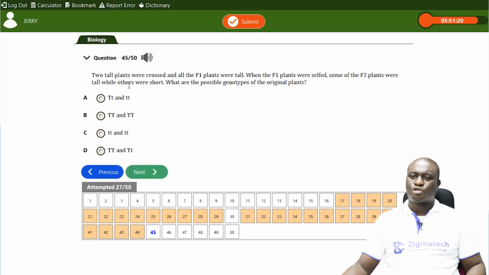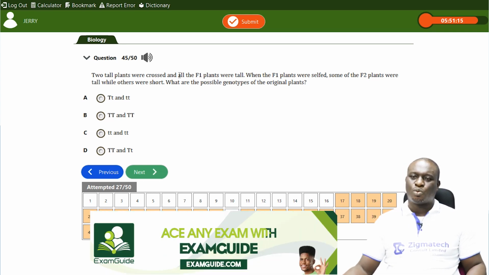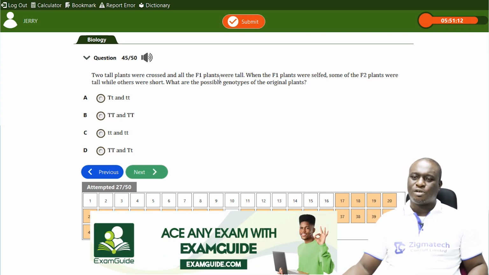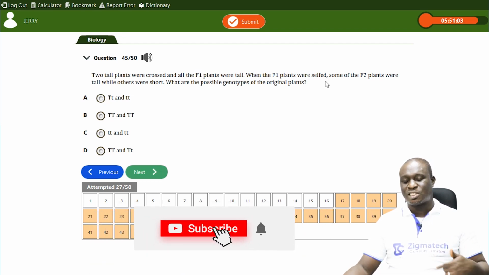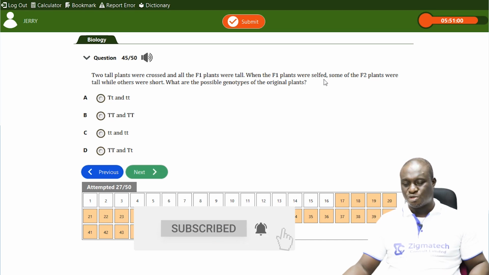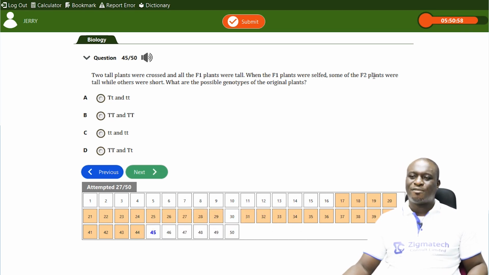Next question. Two tall plants were crossed. Now, this talks about genetics. Two tall plants were crossed, and all the F1 generation, which is the first filial generation, plants were tall. When the F1 plants were self-fertilized, self-pollination rather, took place, some of the F2 plants were tall, while the others were short. What are the possible genotypes of the original plant? Now, looking at this, I wish I could do a genetic diagram to show you.